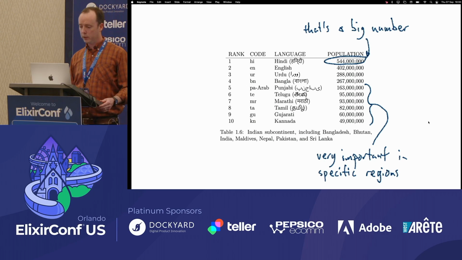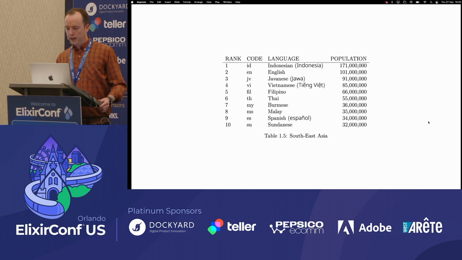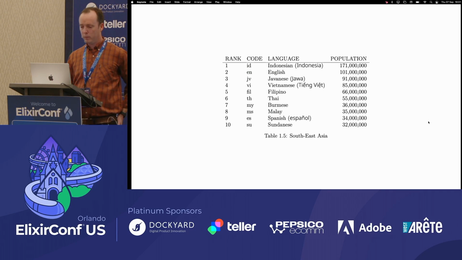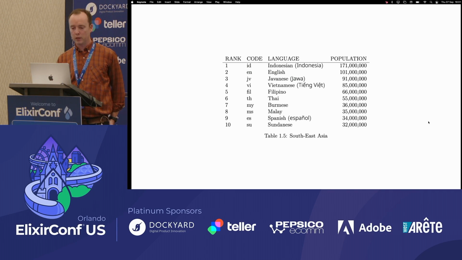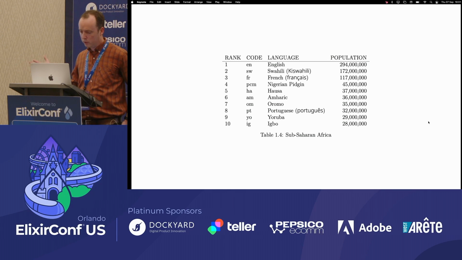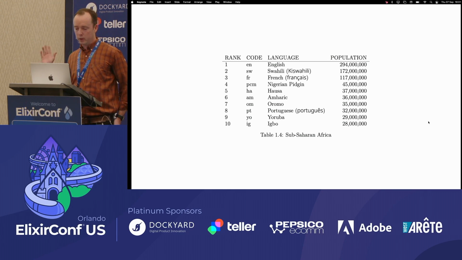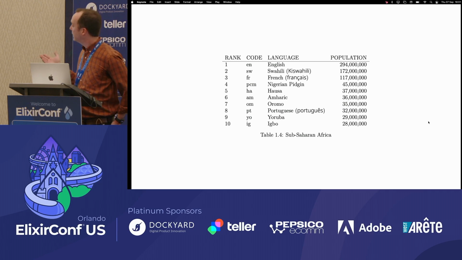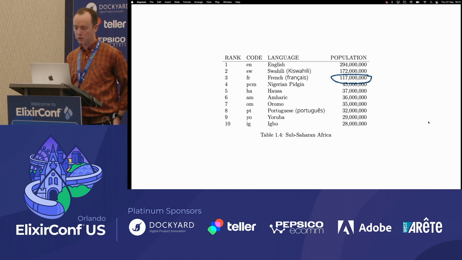So that's a very big number. This is for Southeast Asia, where Indonesian is very big, for example, but also a lot of other interesting smaller languages. This is Sub-Saharan Africa, where I'm from. I'm from Cape Town. Here, English gets you most of the way, but interestingly, see how many French-speaking people there still are in Sub-Saharan Africa.